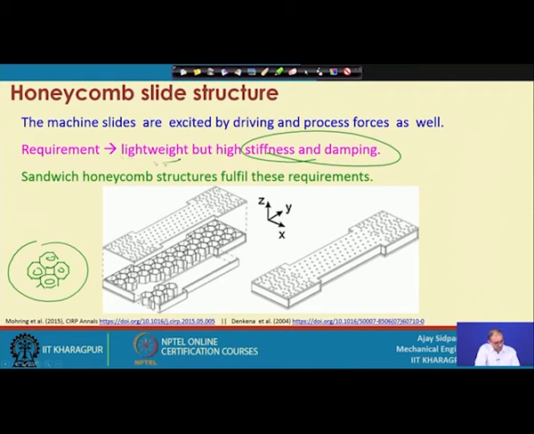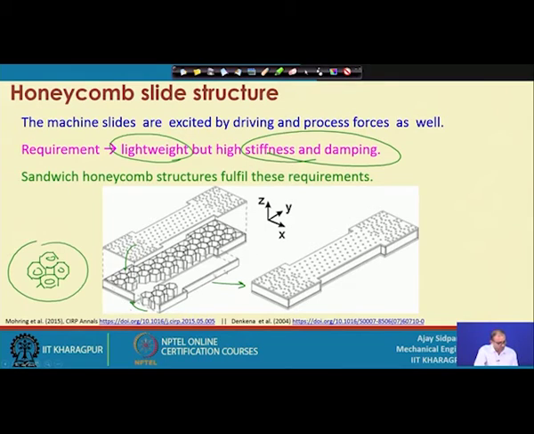So, its weight will also be less. Once you get this structure, what you have to do is bolt or weld it from both sides, from the bottom and from the top, and then you get one particular structure which can be used for making the slide structure of the machine tool, correct. So, this is one of the ways of doing it. Another structure was shown in the earlier slide, but this is also very much used.